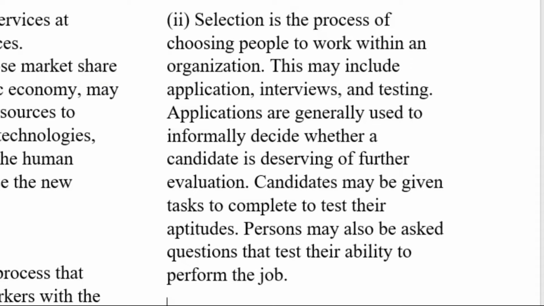Candidates may be given tasks to complete to test their aptitudes as well. So in choosing, persons may be given a test to do. Persons may be asked questions that test their ability to perform the job. And of course, during the interview session, you will ask them questions where you get to know them. So all of that is a part of the selection process. So the next one is compensation. Can you think of what that is?